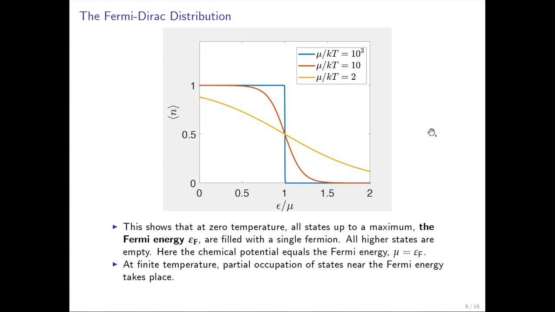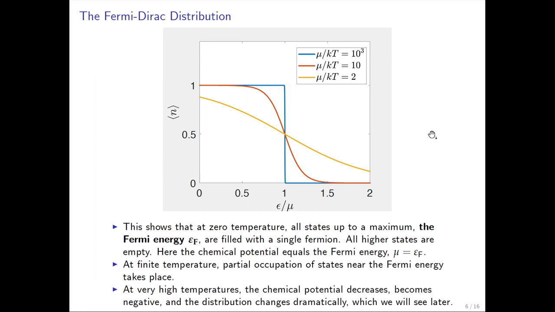Okay, think about how that works. Well, what we'll find is at very high temperatures, the chemical potential decreases, and then it becomes negative, and then the distribution changes dramatically, which we'll see later. So this argument really only works at zero temperature, right? Okay, and we'll come back to fermions in more detail in the next lecture, the next couple of lectures, actually.